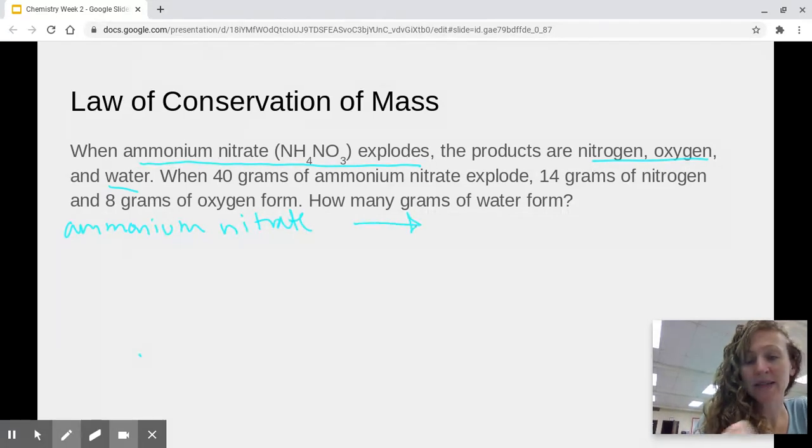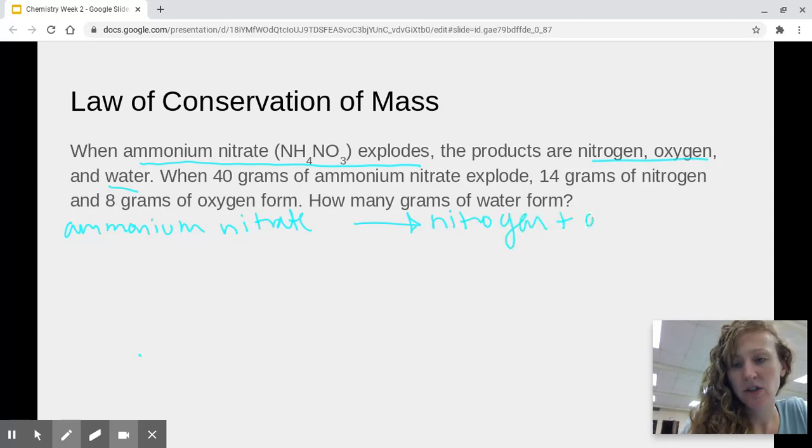So my reactant, my only reactant, is ammonium nitrate. That's the thing I start with in the beginning. In the end, I have 3 products. I have nitrogen, I have oxygen, and I have water.